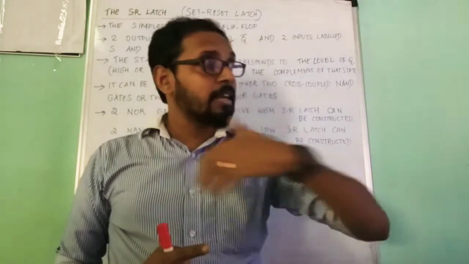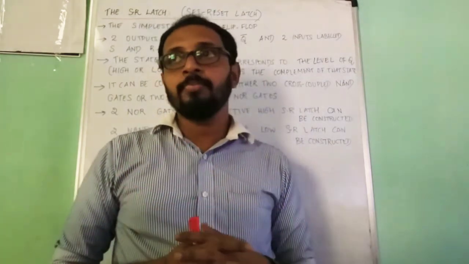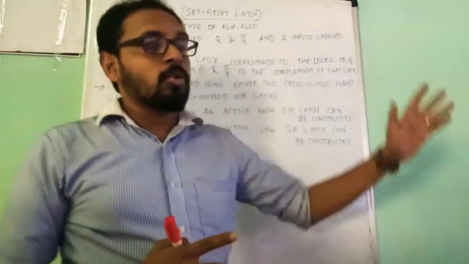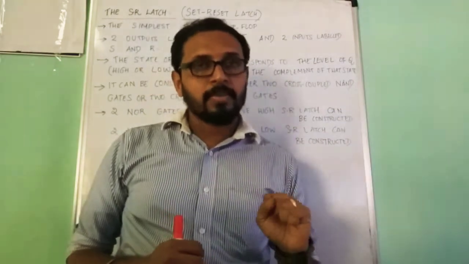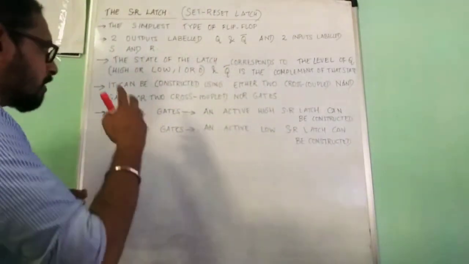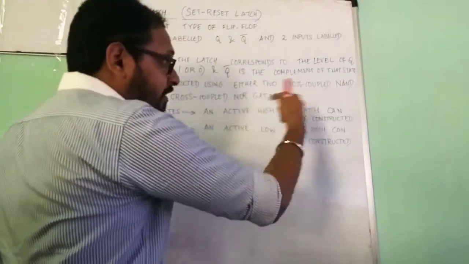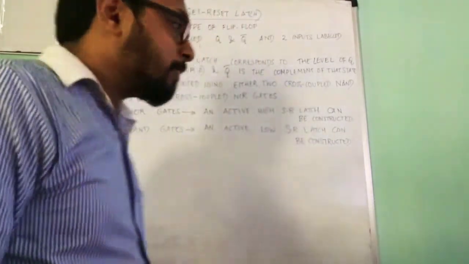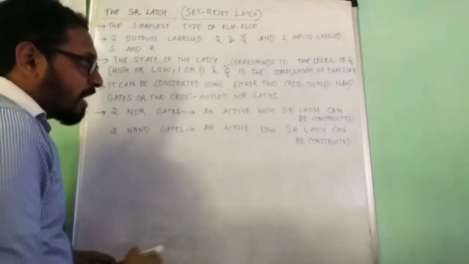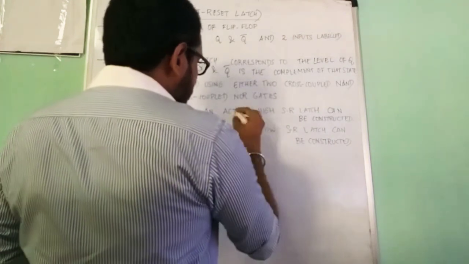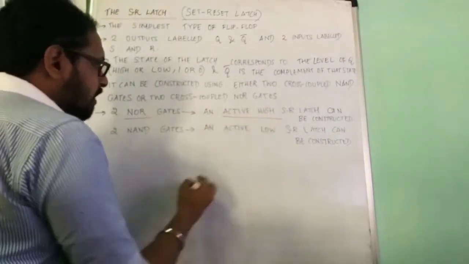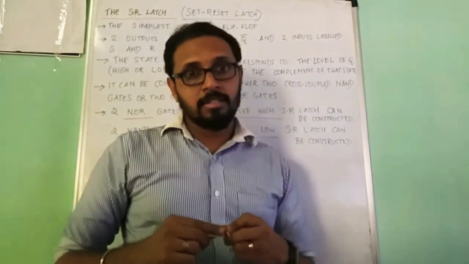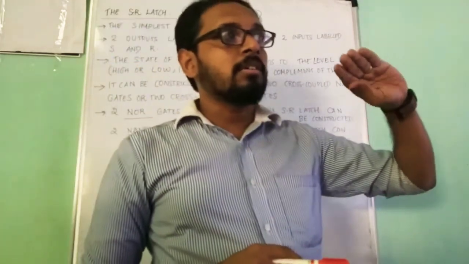As I have told before, there are two kinds of construction: the active high case and the active low case. And here we come across the concept of cross coupling, which will be explained when we go for the design. Before that, how can we construct the active high SR latch? An active high SR latch can be constructed using two cross coupled NOR gates, and an active low SR latch can be constructed with NAND gates. So we will go for the construction part.